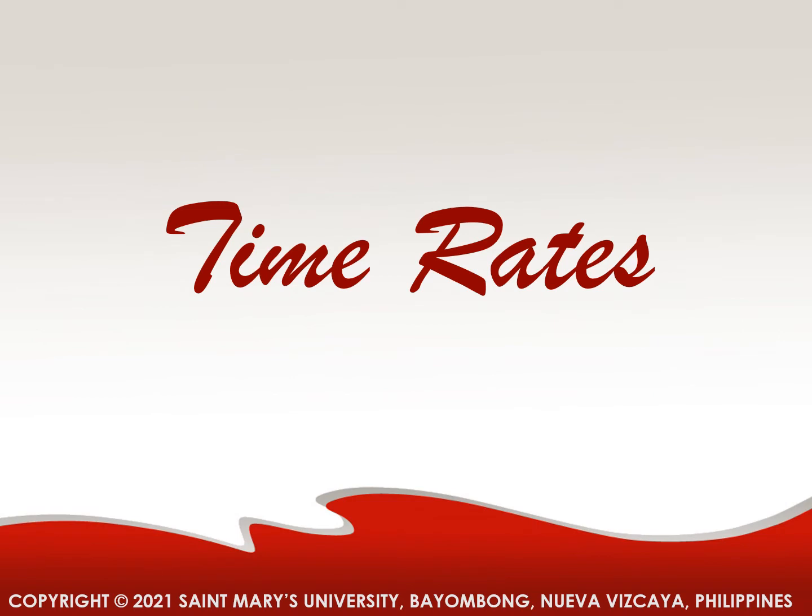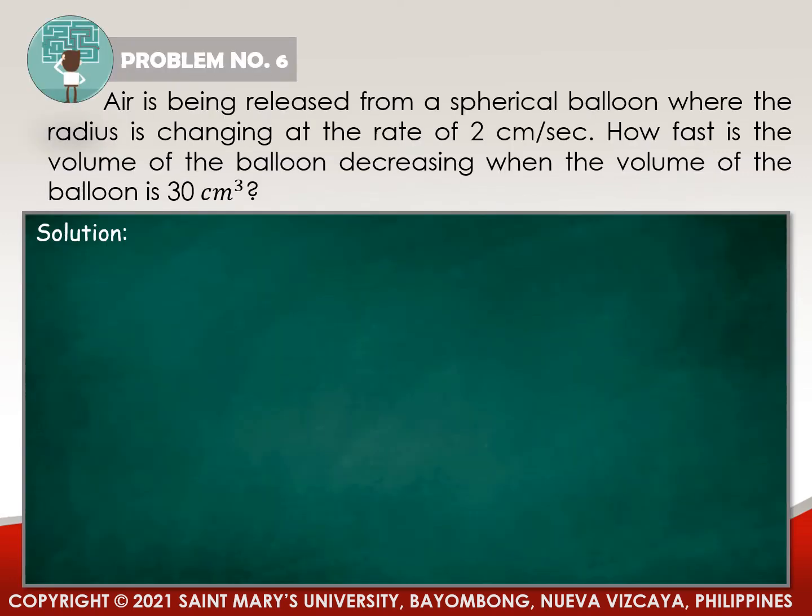Okay, now let us proceed to solving time rates or related rates problems. Let us take this problem. Air is being released from a spherical balloon where the radius is changing at the rate of 2 centimeters per second. How fast is the volume of the balloon decreasing when the volume of the balloon is 30 centimeters cubed?